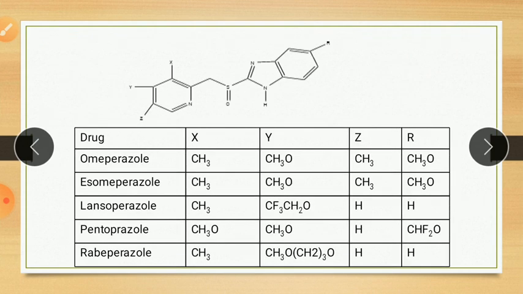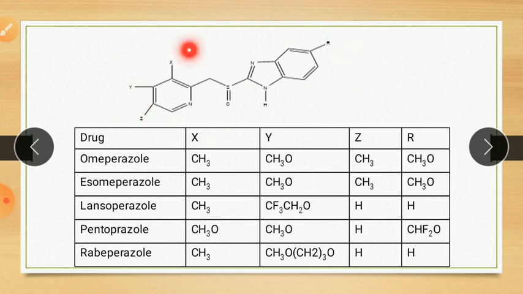Up to date, five structurally related benzimidazole sulfoxide proton pump inhibitors have been approved to treat various gastric acid hypersecretory disorders, and these include omeprazole, esomeprazole, lansoprazole, pantoprazole, and rabeprazole. So this is the general structure of a proton pump inhibitor.